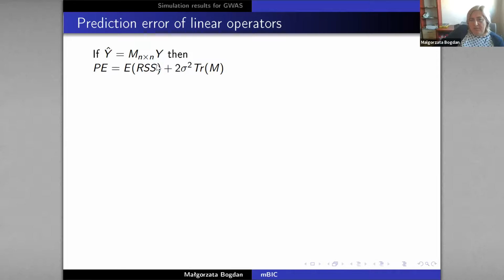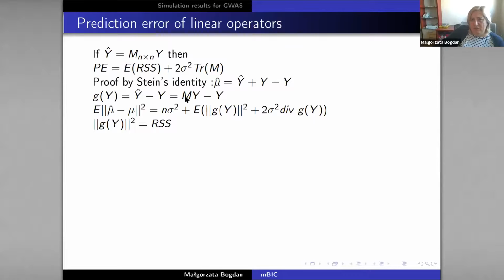It turns out that the prediction error of such an estimator is equal to the expected value of the residual sum of squares plus 2 times sigma square trace of this M matrix. I'm not going to go through the proof again. It goes by Stein's identity, which I showed you last time. There are several techniques for linear operators, and you do not need to use Stein's identity, but when you use it, the proof is very simple. So here you have a proof. I'm not going to go through all the details, so you kind of have to believe me.